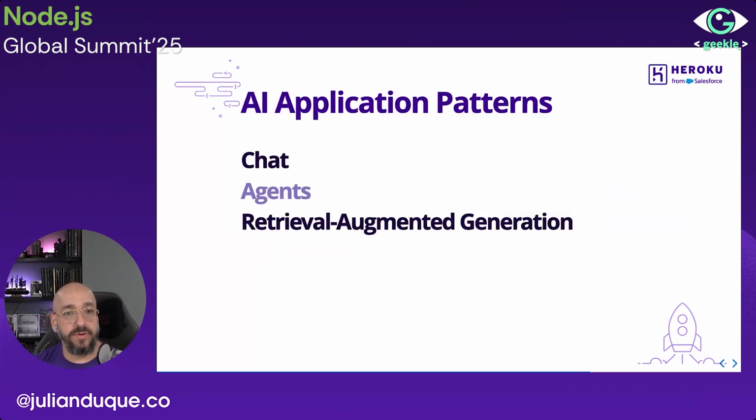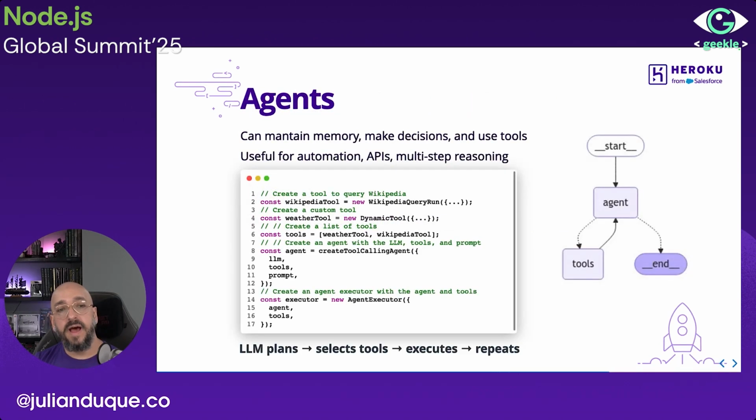Another example of an application pattern is the agent. An agent is an LLM application that can maintain memory, make decisions and use tools. So it has some reasoning behind it, and it can use the tools that I enable for this agent. For example, in the code that we have on the playground, we have an agent that has two tools. One is the Wikipedia tool, so it can go to Wikipedia and perform queries. And the other one is the weather tool. It's a custom tool that we created using the dynamic tool class in LangChain that pretty much performs an API call to fetch information.